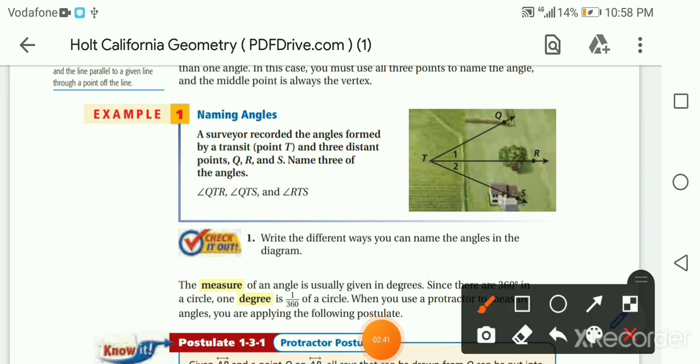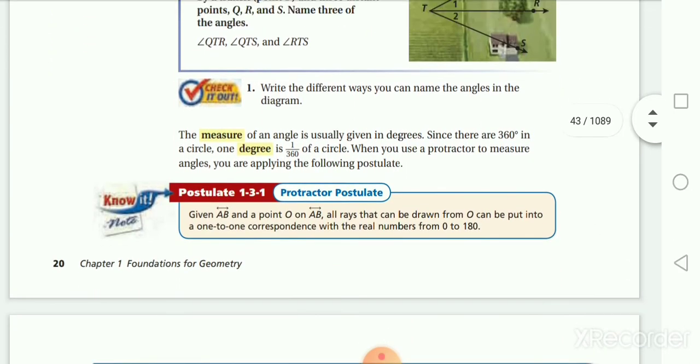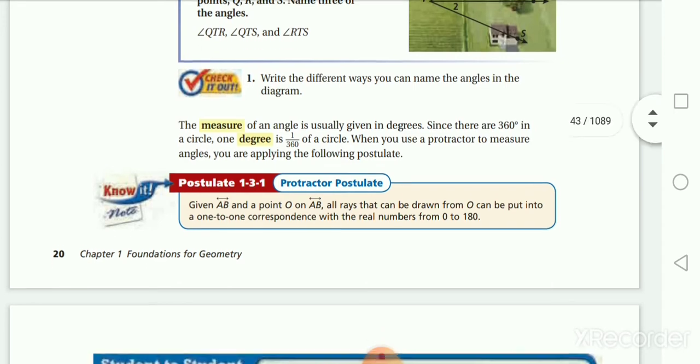Here I have S, T. Here I have QRS. So I have QTR, or QTS, or RTS. Okay, and I can say also TRS. I can name it STR. Okay, RTQ, or QTR. Okay, QTS. All of these are the angles. Very easy now. So write the different ways you can name the angles in the diagram.